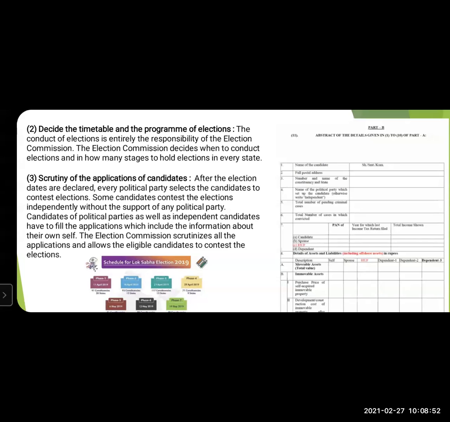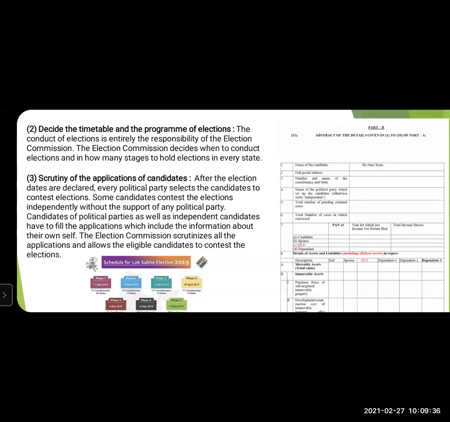Candidates of political parties as well as independent candidates have to fill the application form, which includes information about themselves. Now the Election Commission scrutinizes it, which means they examine and investigate it carefully, a detailed examination of the form, and allows the eligible candidates to contest the elections.